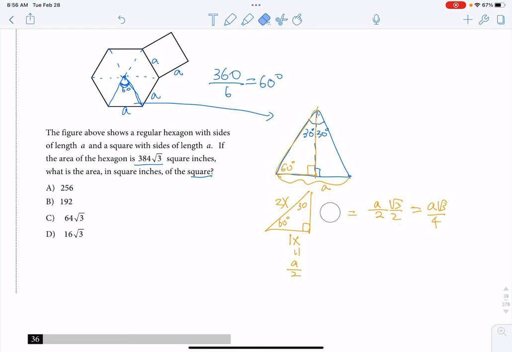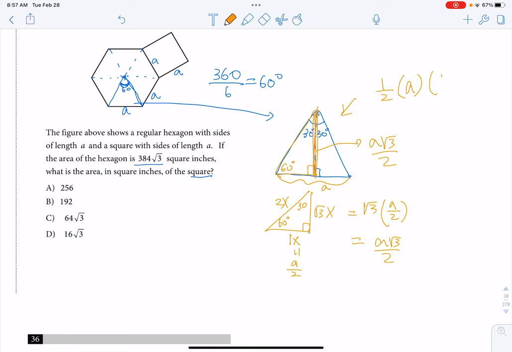Wait, that's wrong for this one. I put 1x, so it's just square root of 3 times x. So this one will be square root of 3 times a over 2, which is a root of 3 over 2. So the height of the triangle here I can express as a root of 3 over 2. If I try to find the area of the triangle, it is 1/2 times the base a, times the height a root of 3 over 2. And then you have 6 triangles in a hexagon, so you need to multiply by 6. And the result should be the same as 384 square root of 3.